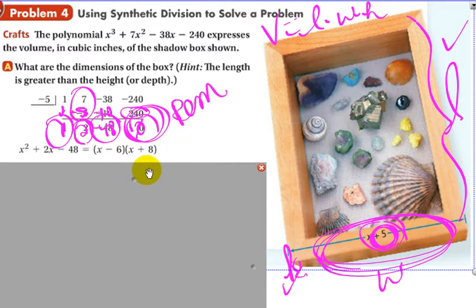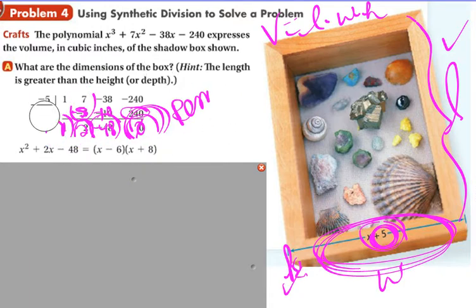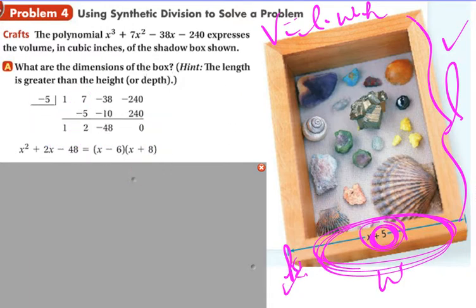Okay, and here it is. Let me clean this up again. Here it is right there. Now, it is what I hoped for. It's a quadratic that I can factor.